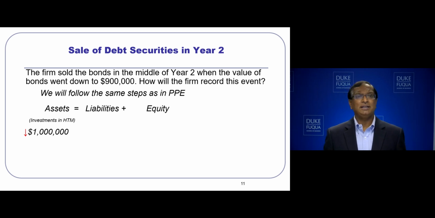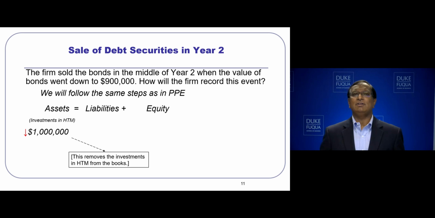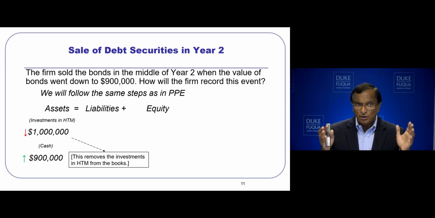So we remove $1 million, which is on the balance sheet in investments in HTM. This will remove the investments in HTM from the books. Next, we have received cash of $900,000 on the sale, so $900,000 will increase the asset side of the balance sheet. Well, the balance sheet is still not balancing, but we all know what is happening here.